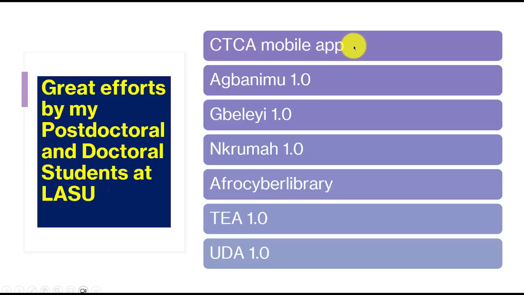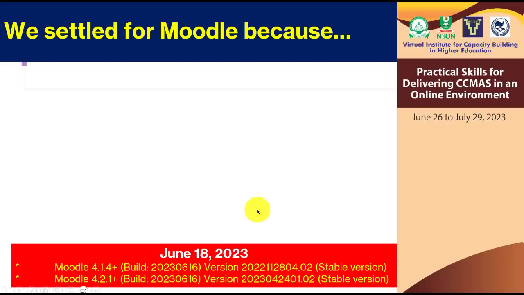That's on iOS, it's on the Apple Store, it's everywhere. I mean, it's on the Play Store. Agbanimu 1.0. This software relates more to artificial intelligence, cyber security, and the rest. Gbele 1.0, Chroma 1.0, Alpha Cyber Library, TEA 1.0, AIDA 1.0. So we are also making efforts. But Igbo man can't beat us.